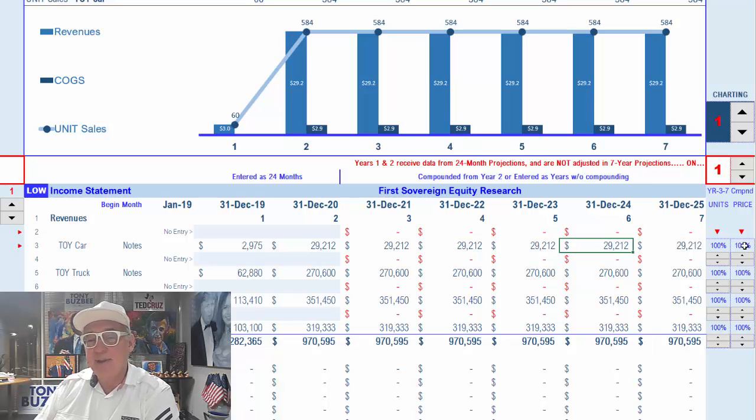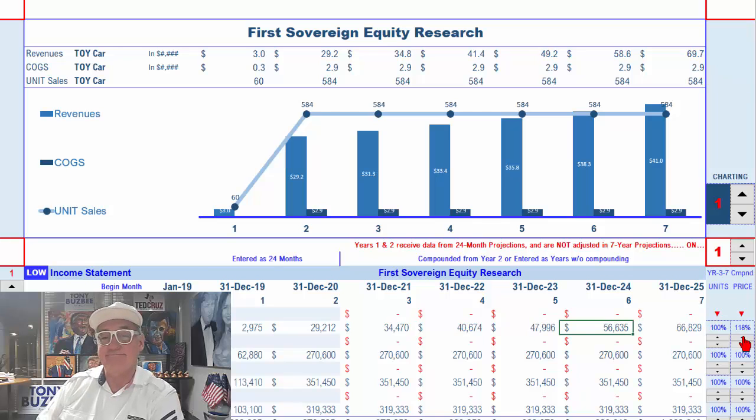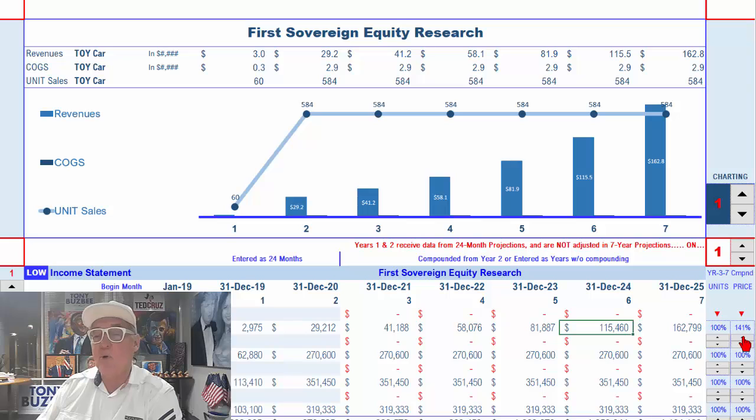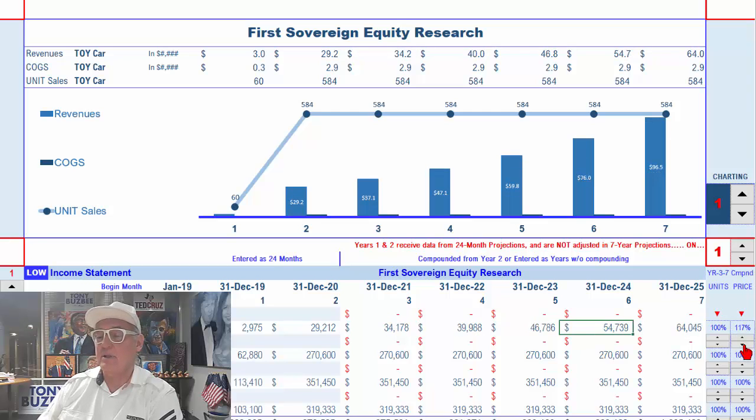Now we could do the same thing here. Let's scroll down so you can see it. We could accelerate price. Watch what happens with price. What do you think price is going to do when you make it bigger? Same number of units sold, and you're going to get more revenue. See, there's your revenue. Look at that nice revenue increase when you go up 141% each time. That's a hell of a price increase. I mean, that's crazy. Absolutely nuts.